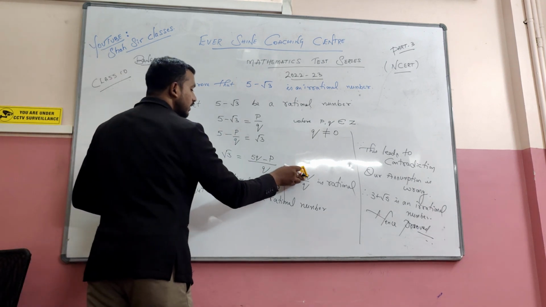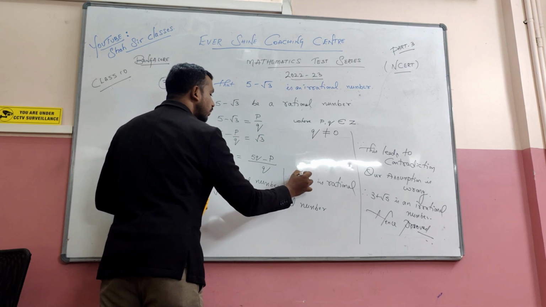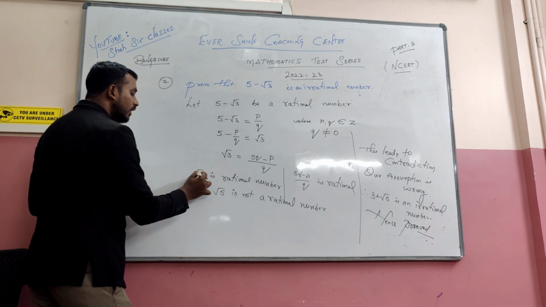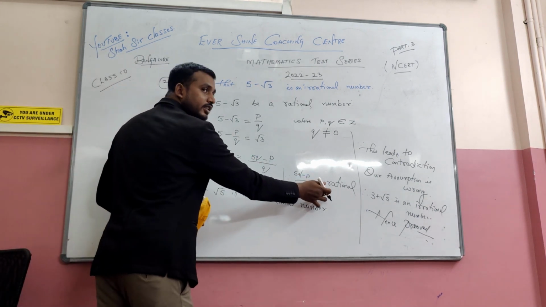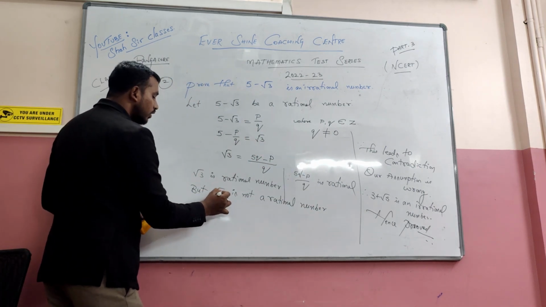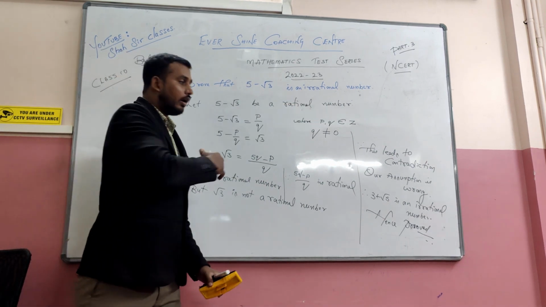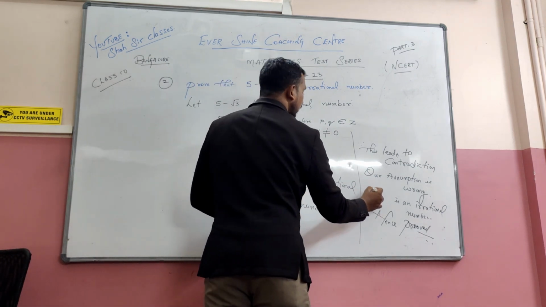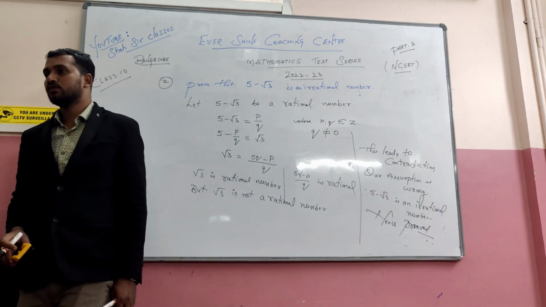Now we can say that RHS, 5q minus p, is rational. So we can say root 3 is a rational number. How can we say root 3 is a rational number? Because RHS is rational, so LHS is also rational. But we know that root 3 is not a rational number. This leads to contradiction. Our assumption is wrong. Therefore, 5 minus root 3 is an irrational number. Hence proved.